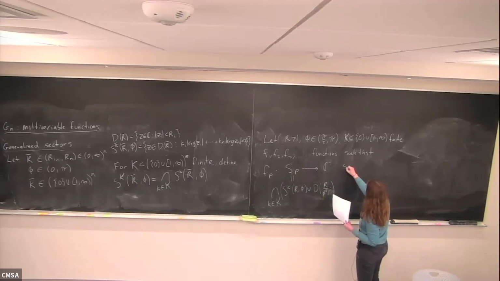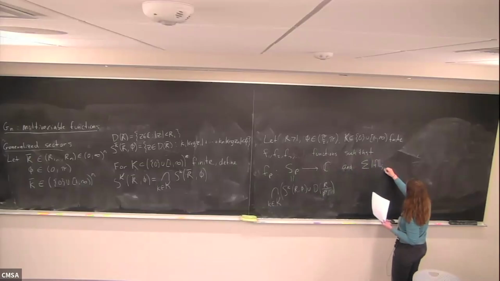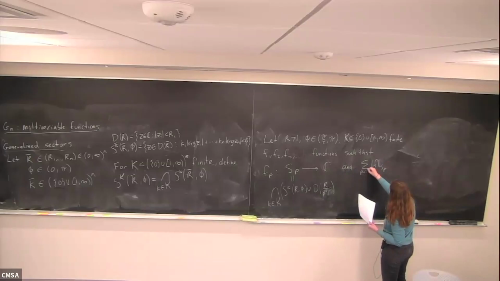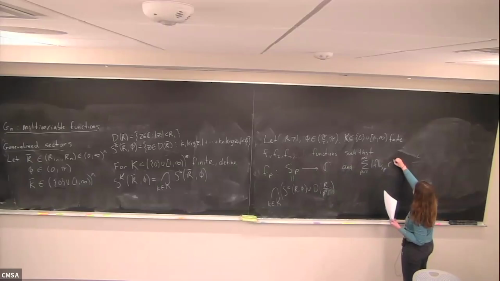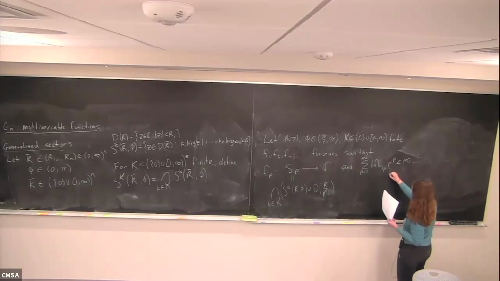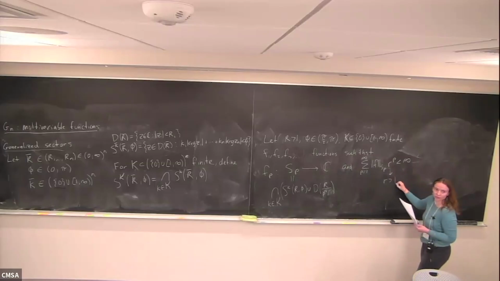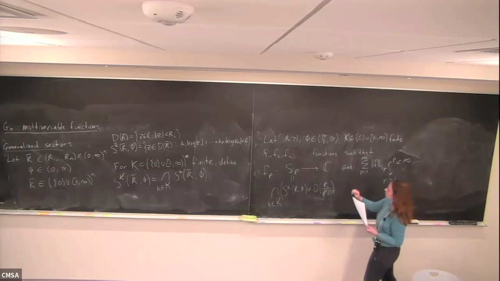And I want the sum of their sup norms on the disk to converge, even if you adjust by some factor here. So this is less than infinity. They don't have to be continuous. They're holomorphic everywhere except possibly at 0.